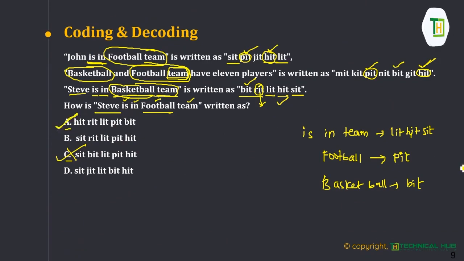Yes, someone who responded in the chat box, that is correct. I have made a mistake here. The question is not asking for basketball. So I got the basketball code is bit, but I need it for Steve. For Steve, it will be writ, because lit, hit, sit is for team and bit is for basketball. The remaining word writ is for Steve. So Steve in the football team is hit, writ, lit, bit.